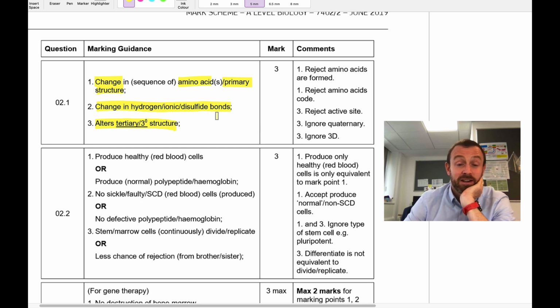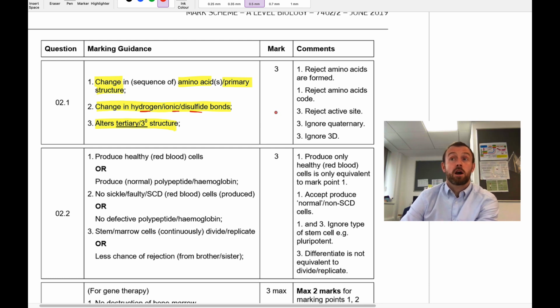So that's interesting. I guess for AQA, these are the types of bond that you want to remember. Hydrogen, ionic, disulfide bonds. So you could have mentioned any of those. But if you want to talk about this specific mutation for a post-spec essay, it is actually a hydrophobic amino acid that is incorporated instead of a hydrophilic one. Okay, let's keep going.